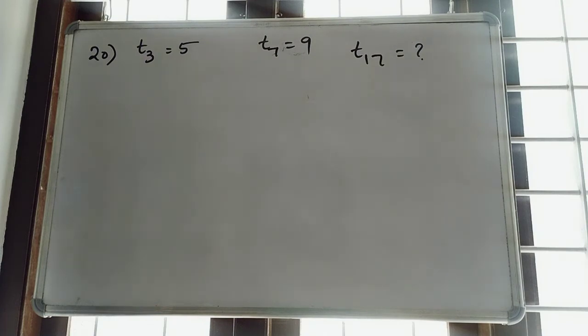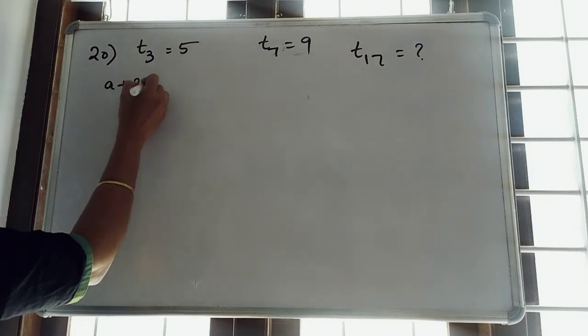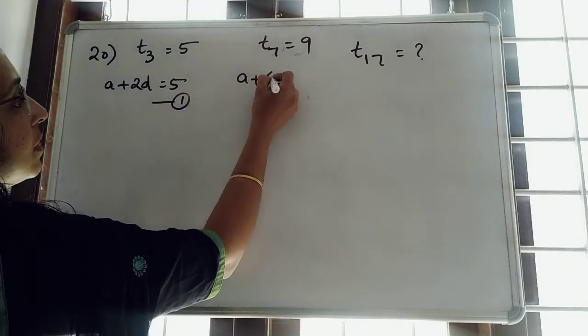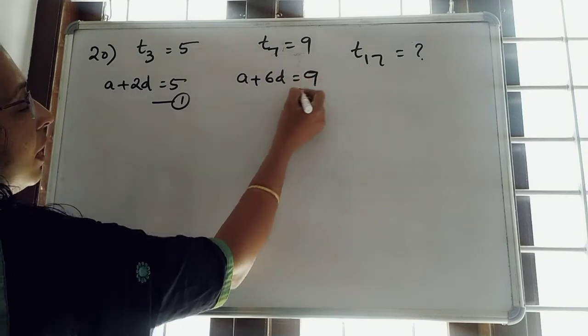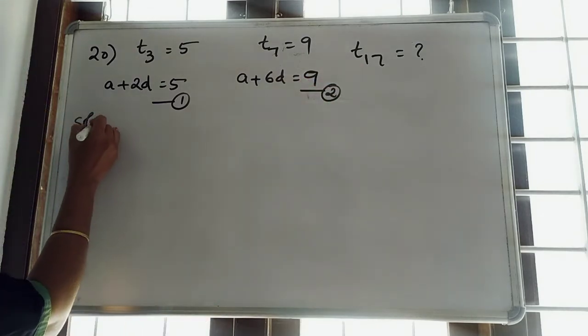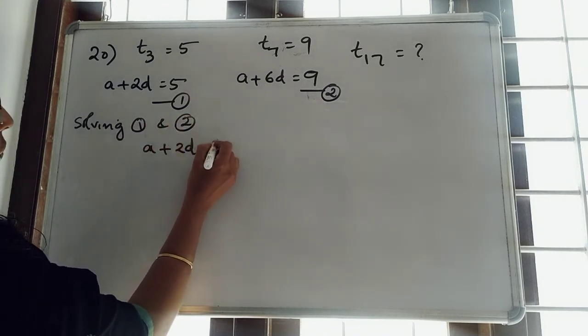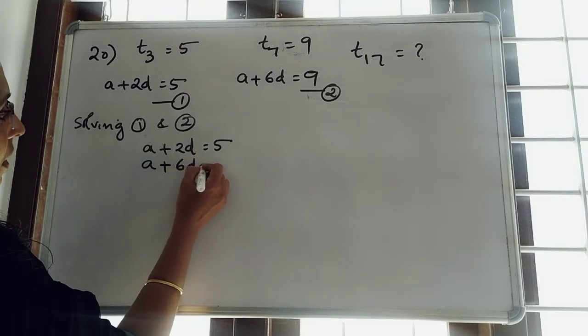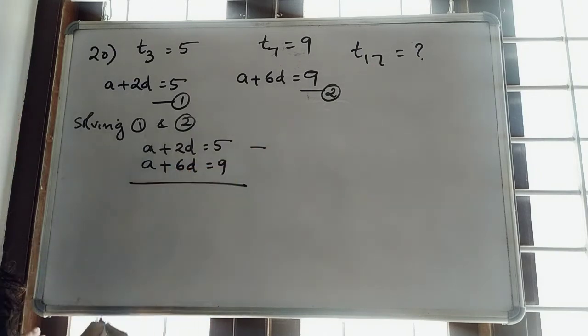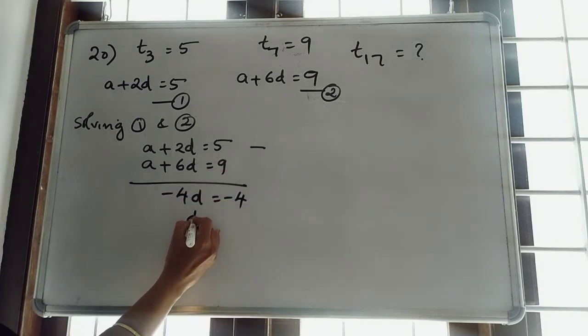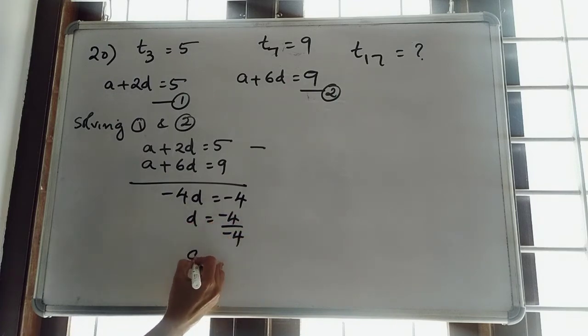How can we do? T3: A plus 2D is equal to 5. Let it be equation number 1. Then here A plus 6D is equal to 9. Let it be equation number 2. Solving 1 and 2: A plus 2D is equal to 5 and A plus 6D is equal to 9. Subtracting, 2D minus 6D is negative 4D, is equal to 5 minus 9, which is negative 4. So D is equal to negative 4 divided by negative 4. D is equal to positive 1.